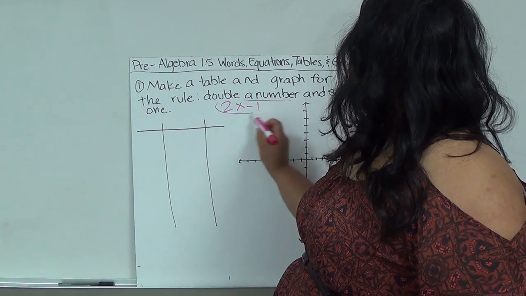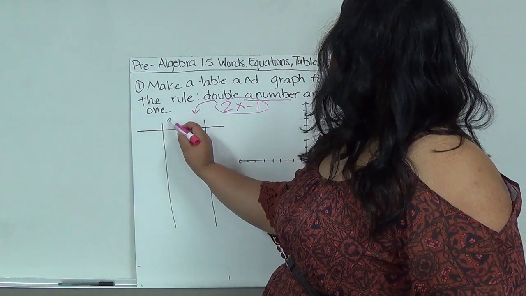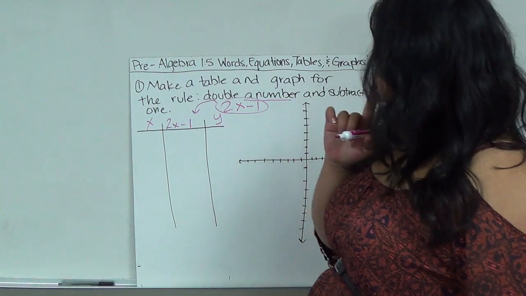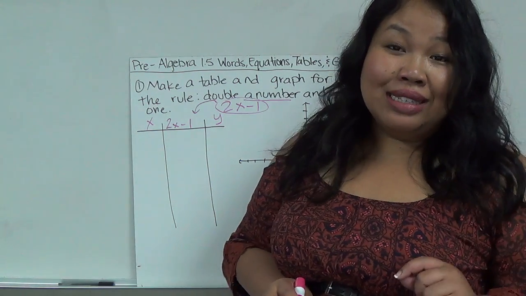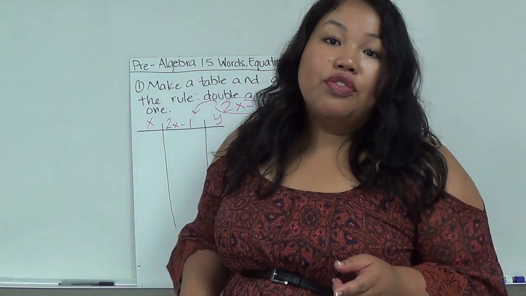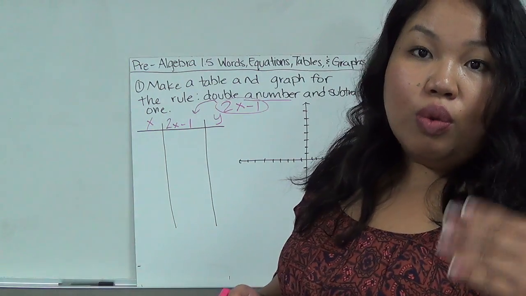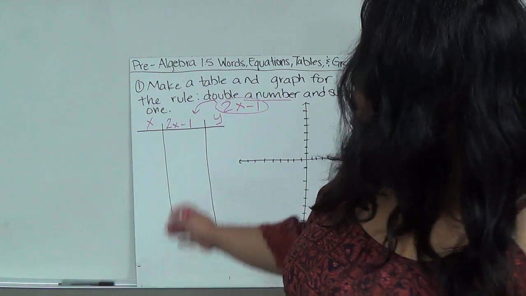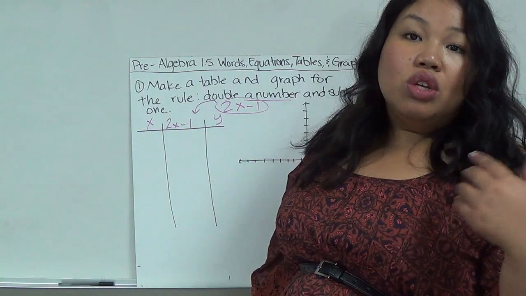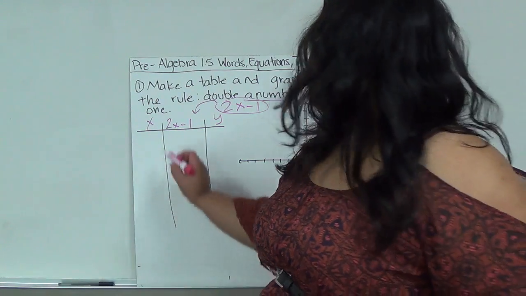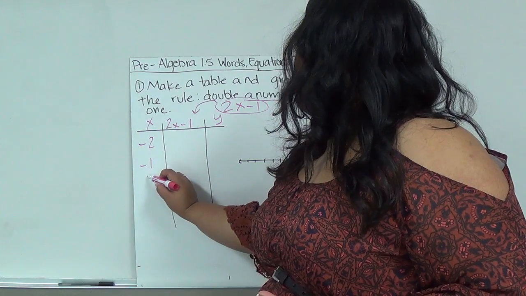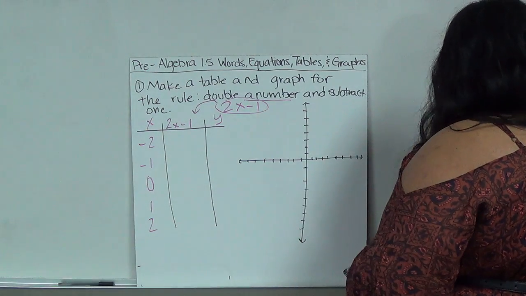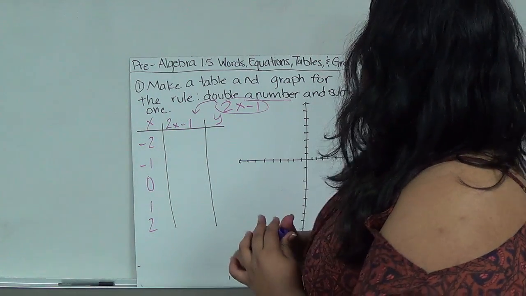So I'm going to put this rule right in the middle. This is my x, and this is my outcome y. Now, here's the thing: for my x's, I'm going to choose. Sometimes they'll tell you to find it for these x's, like 1, 2, or 3, or 5, 10, 20, and that's fine. But if they don't give you any x's, you're going to choose. I'm going to go to my default, which is -2, -1, 0, 1, and 2. That covers my negatives and my zeros, so I should get a good look at what the graph should look like.